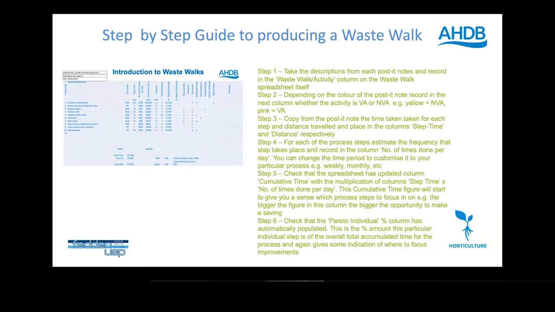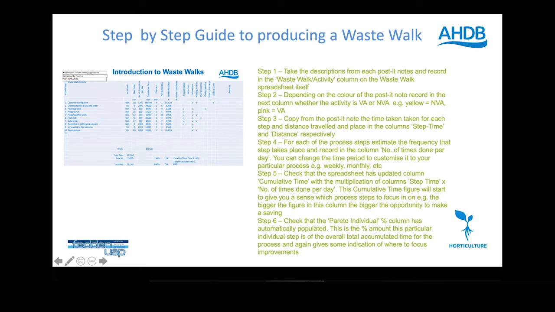So step one, breaking it down. This is the step-by-step guide. You take the description from the waste walk itself, and then you record that onto the column, which is activity. Then you record down, does it add value or does it not add value?